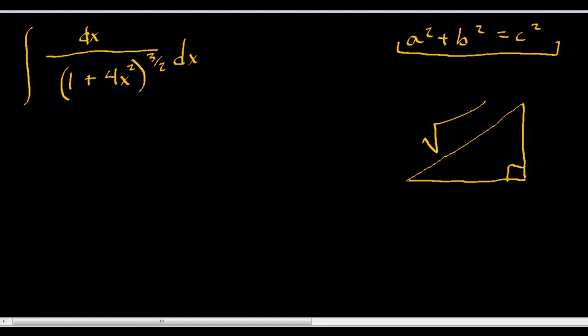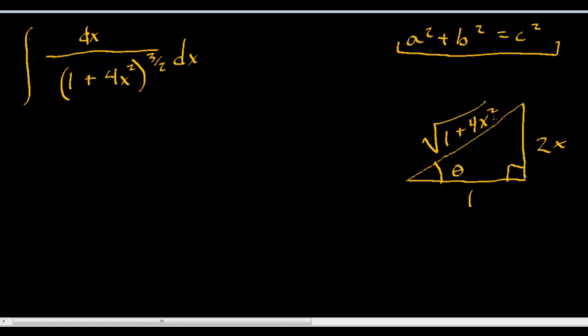So this side will be 1 plus 4x squared. And the square root of 1 is 1. The square root of 4x squared is 2x. So that's our triangle. And now I want to figure out a way to rewrite dx in terms of d theta and x in terms of theta.